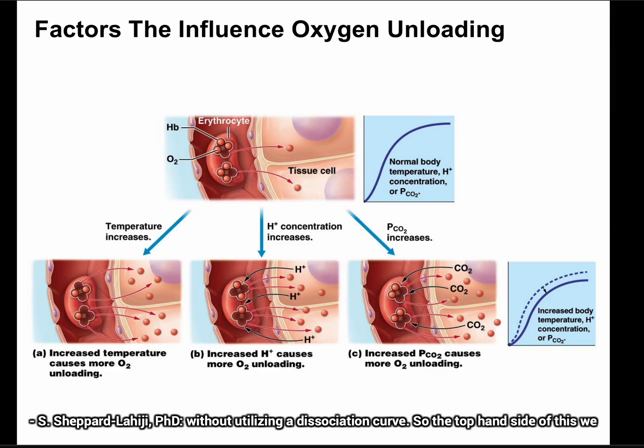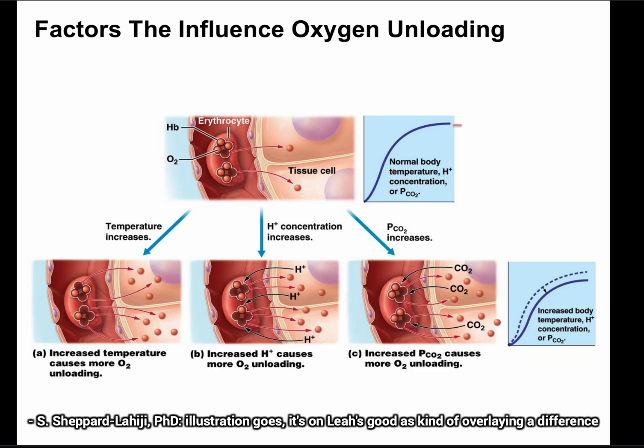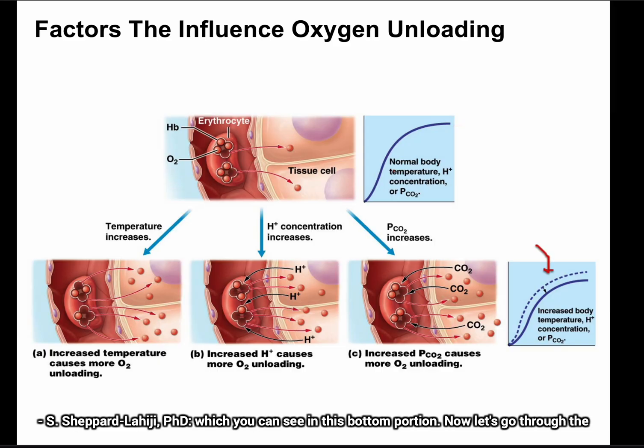So at the top hand side of this, we have normal conditions, so normal body temperature, proton concentration, or partial pressure of carbon dioxide. And, honestly, as far as the illustration goes, it's only as good as overlaying a difference, which you can see in this bottom portion. Now, let's go through the different factors.